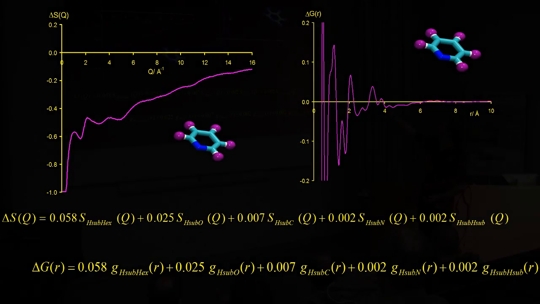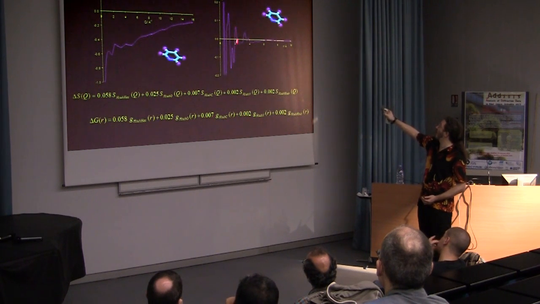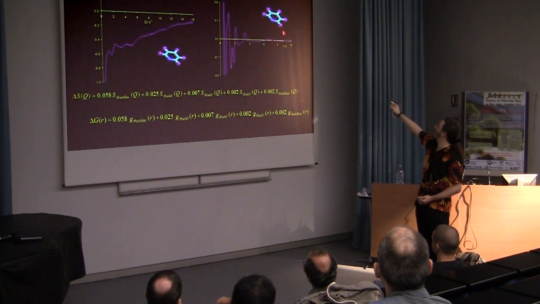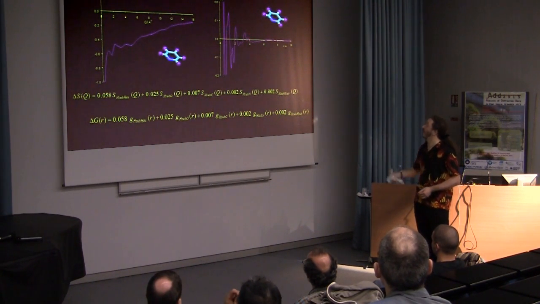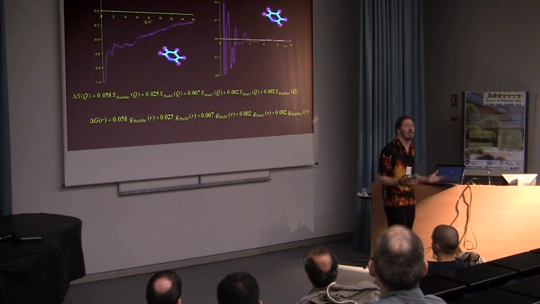And even at this point, you can see this here is the correlation from our substituting nucleus to the carbon. The second peak here is from the substituting nucleus to the next two heavy atoms. And this peak is to the next two heavy atoms, and then that last one there. So even at this point, just this raw difference, you can see all sorts of molecular structure in there, which is reassuring.